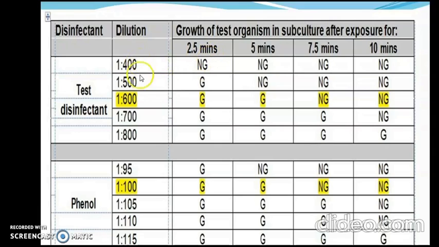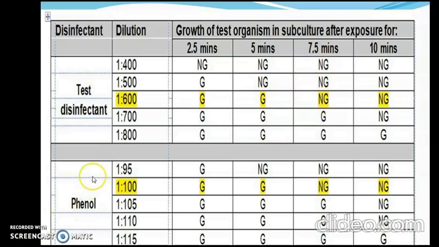But as you go down, you can see that the concentration of disinfectant is getting reduced as it is more diluted. For example, we can take the 1:600 dilution. In this, growth is obtained at 2.5 minutes and 5 minutes, and finally at 7.5 minutes of exposure time, we can see that no growth is obtained.